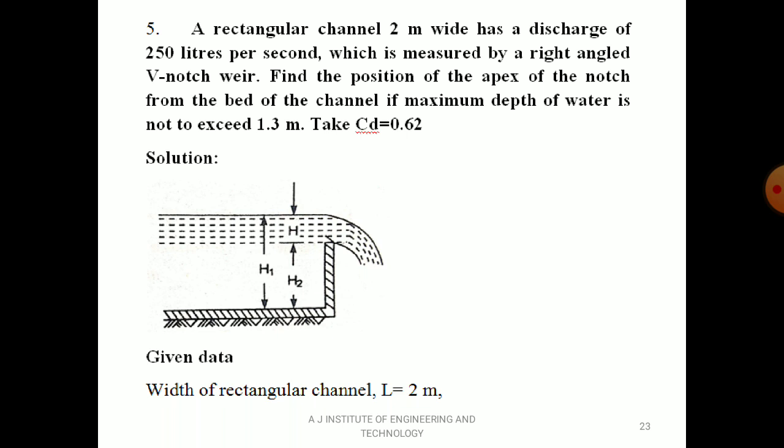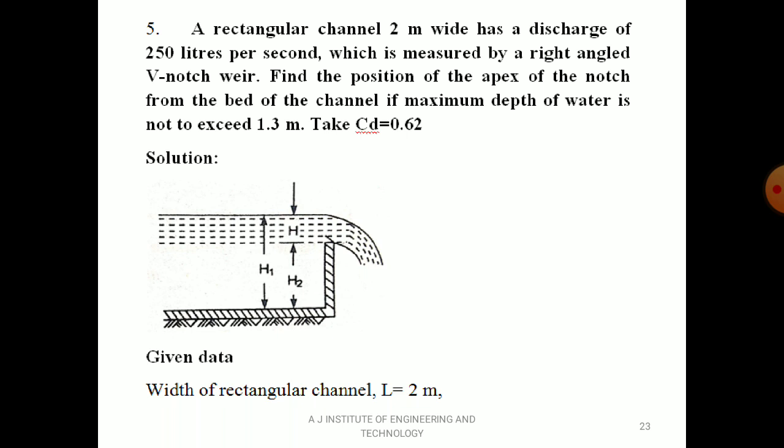The same problem I have discussed before. H1 is the maximum depth of water, that is 1.3 meter. The head flowing over the notch is capital letter H. Now you are supposed to find the position of the apex of the notch from the bed of the channel, that means the height of the notch. So that is H2, H1 minus H, so you are going to get H2.